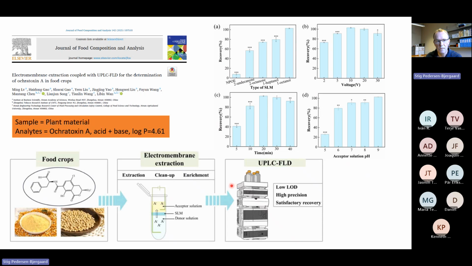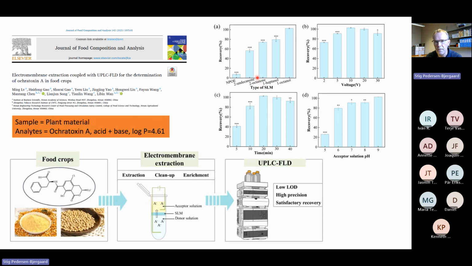Here is extraction of ochratoxin A from plant material. You can see the structure of the substance here. So it has both acid and base properties. It's relatively hydrophobic with a log P more than 4.5. Again, this is also people from China. They used a home-built system, but it's similar in performance to the ETN device.